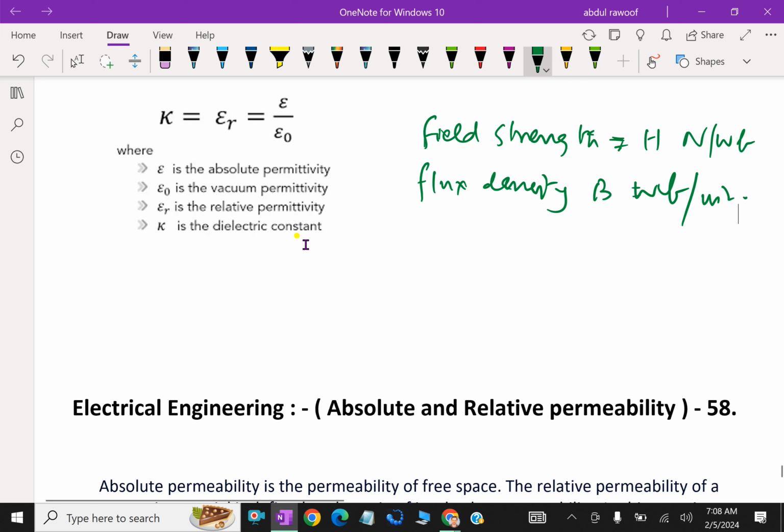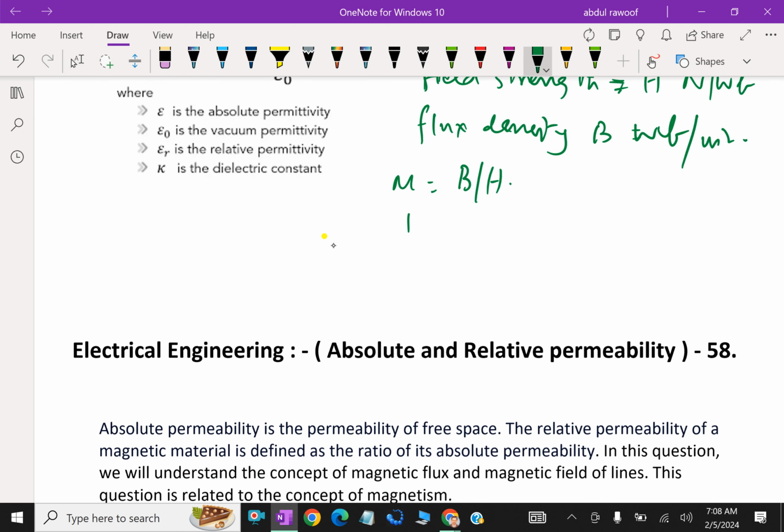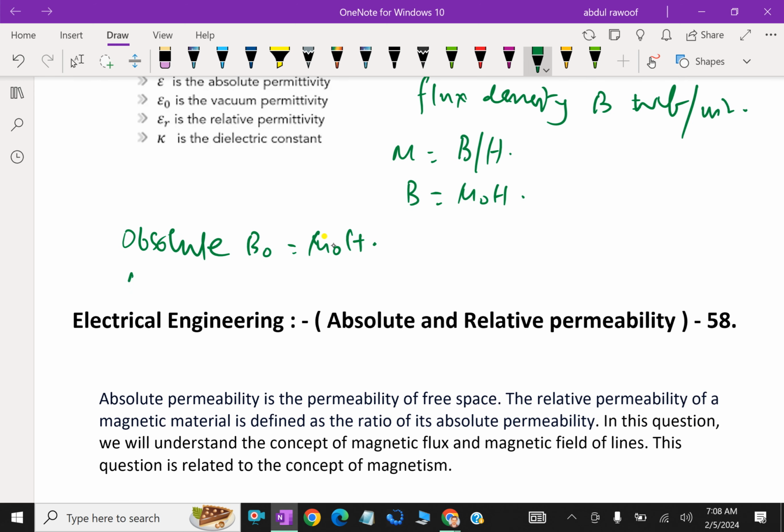Then the rod becomes a magnet. The absolute permeability of the material of the rod is defined as mu equal to B over H. Then B equals mu H. For free space, B0 equals mu0 H. For relative permeability, B equals mu R H.